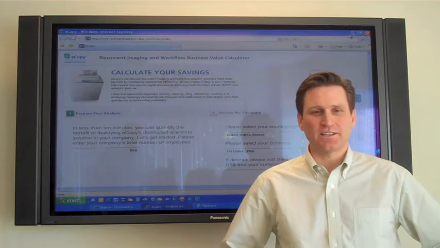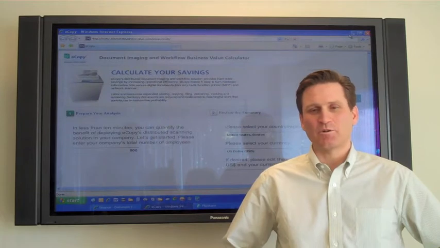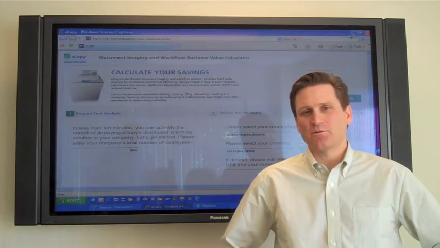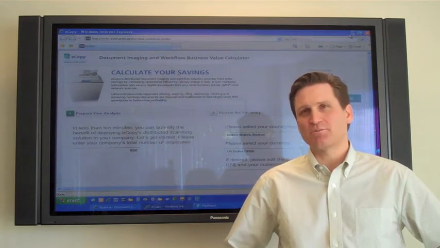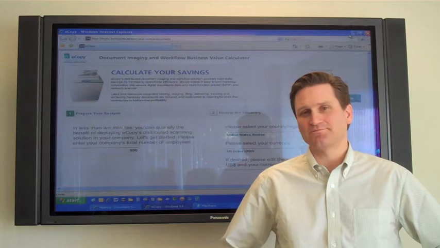Absolutely. Credibility is a very important issue with this type of tool. We want to make sure that we're helping the customer make good decisions. So what do we do to achieve credibility? We reference the independent studies that drive the underlying model and the assumptions in the ROI tool.